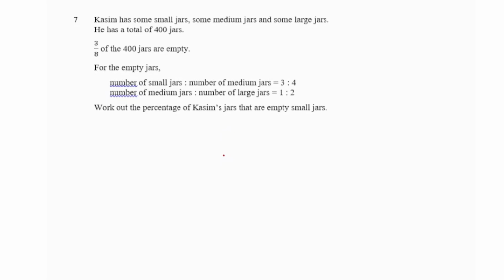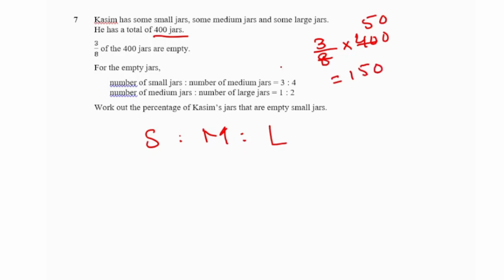Question number 7 says Kasim has some small jars, some medium jars, and some large jars. He has a total of 400 jars. 3/8 of the 400 jars are empty. Let's find out how many are empty. 3 over 8 of means times 400. 8 goes into 40 5 times, and 50 times 3 is 150. So there are 150 empty jars.